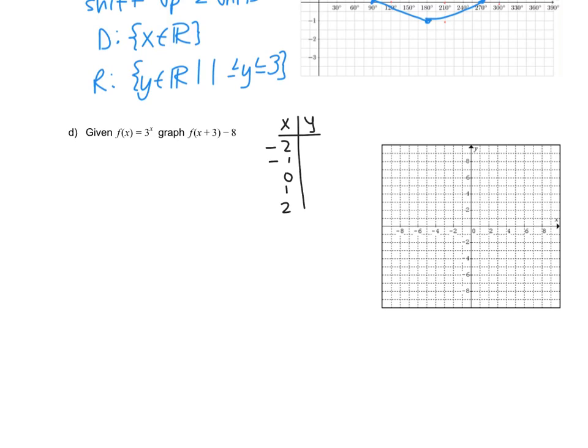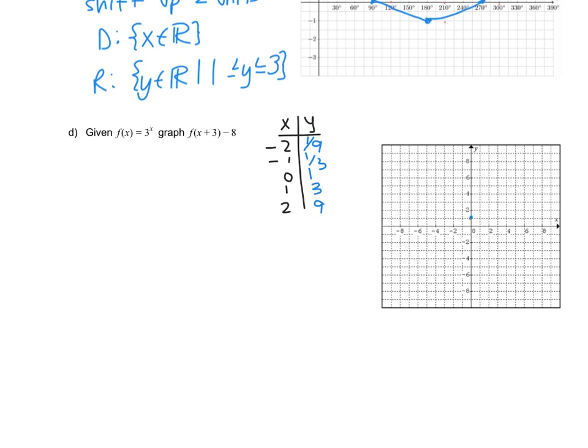So 3 to the power of -2 would be 1 over 9. 3 to the power of -1 is a third. Anything to the 0 is 1. 3 to the 1 is 3. 3 to the 2 is 9. Now, I personally wouldn't create a table of values. I would just plug these values in my head and then plot them.